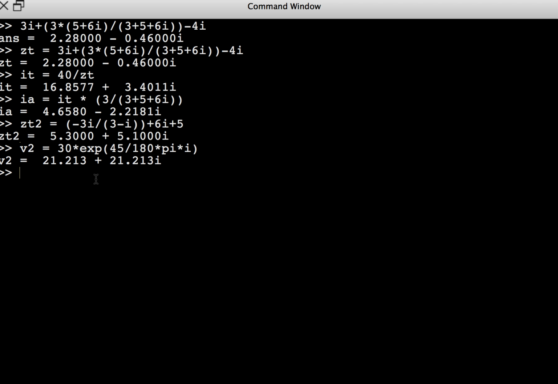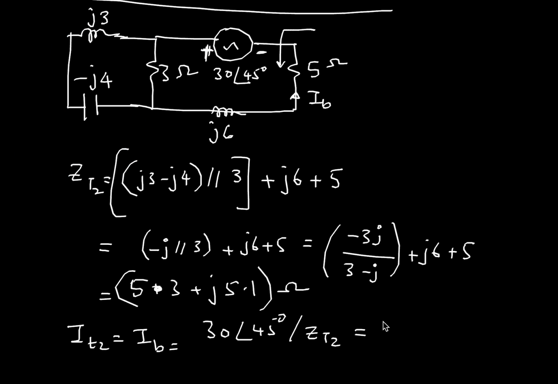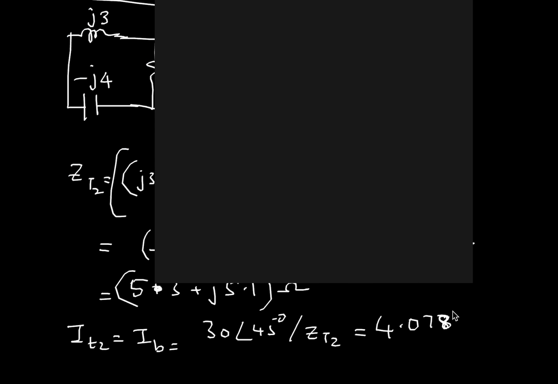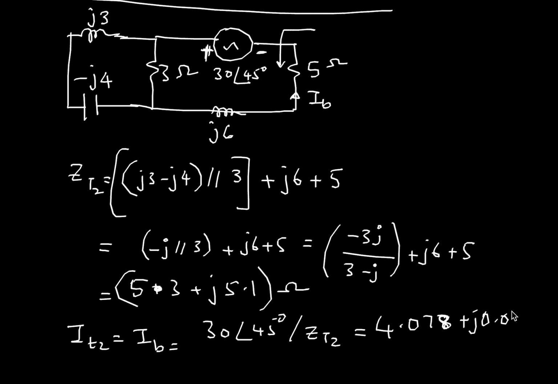And now I get IB, which is V2 divided by ZT2. So I'm getting 4.0779 and then this one. So this is the current. Let me write it down here: 4.077 plus J 0.078. So this is my current because of the second source.